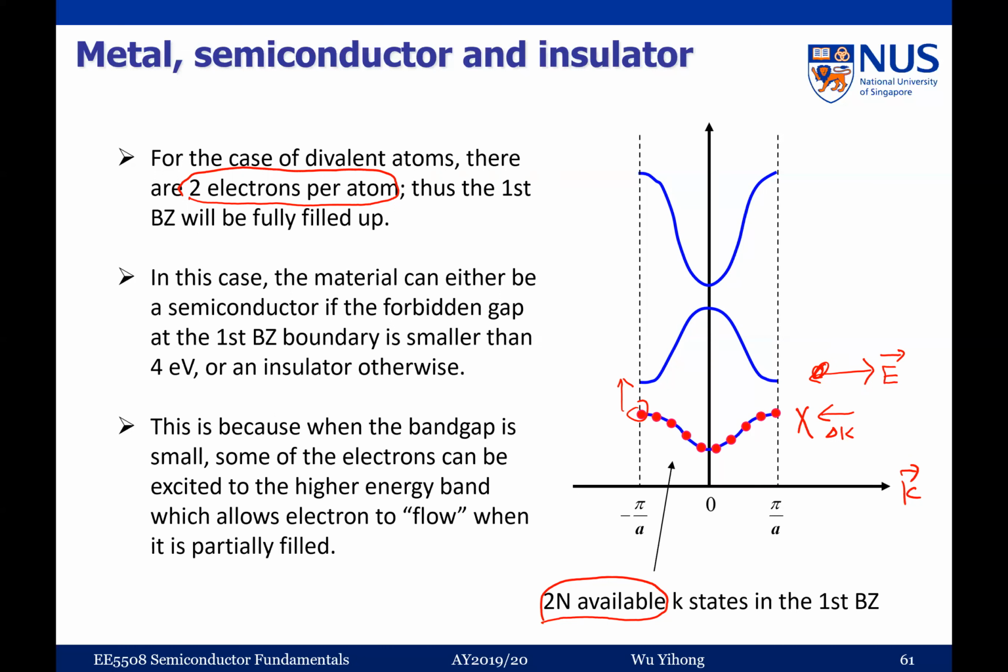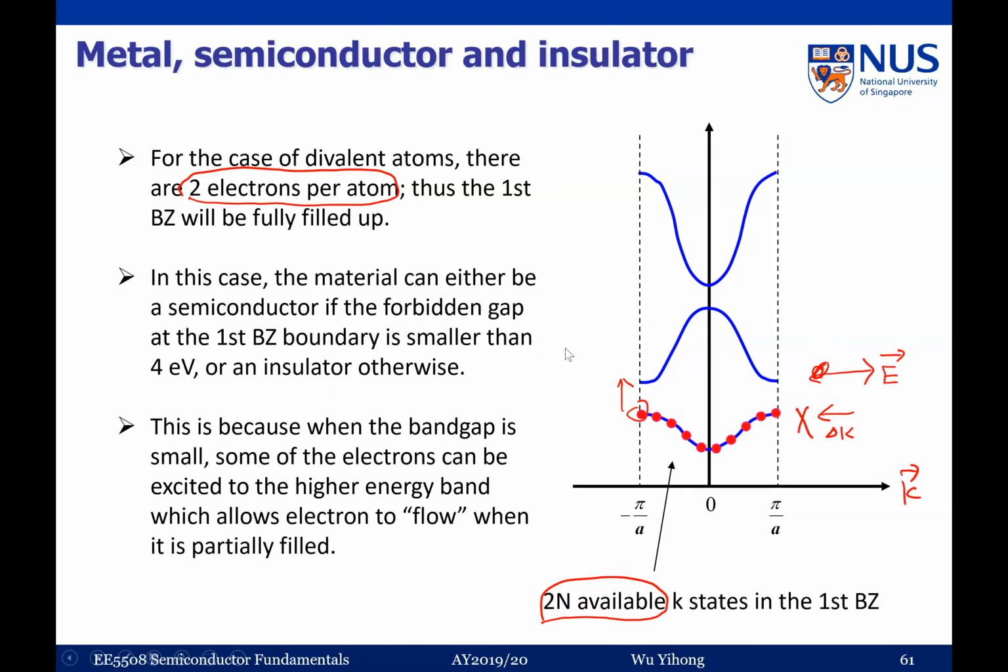So this means that, to move from here to here, if the band gap is very large, say, much larger than what the thermal energy can provide, then you cannot move. You definitely cannot move. So this means that you have an insulator.